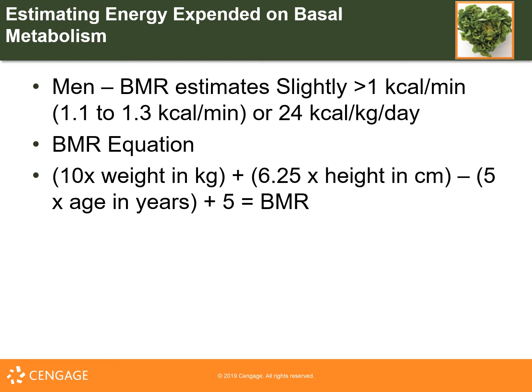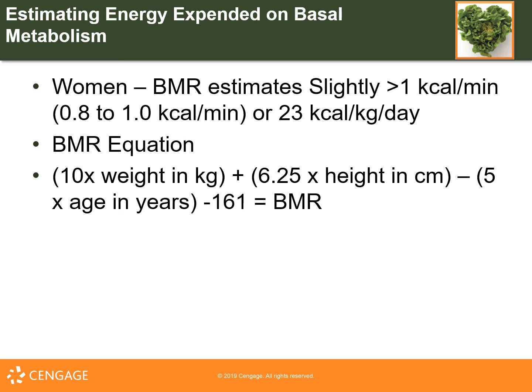Estimating energy expended on basal metabolism. The equation listed here is for men, and there are two equations. One equation has BMR estimates slightly less than 1 calorie per minute (1.1 to 1.3 kcals per minute), or 24 kcals per kilogram per day. BMR equation listed below: 10 times weight in kilograms plus 6.25 times height in centimeters minus 5 times age in years plus 5 equals your basal metabolic rate for men.